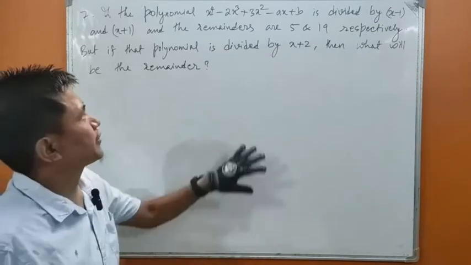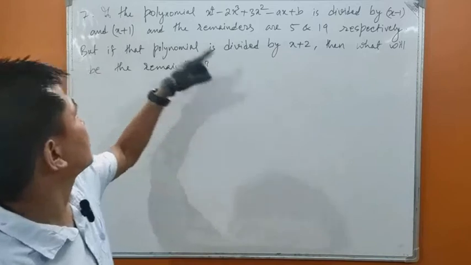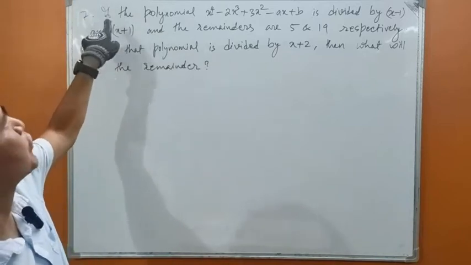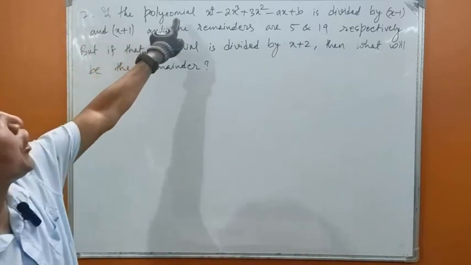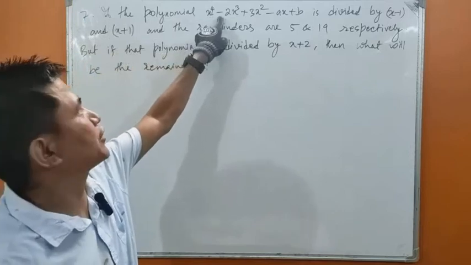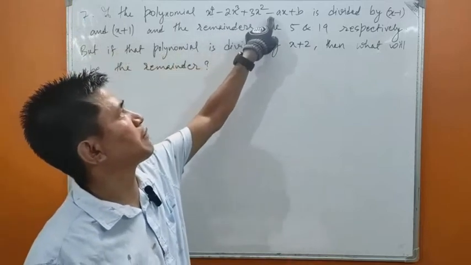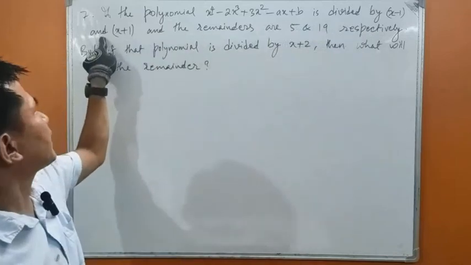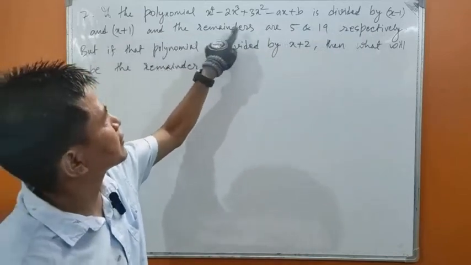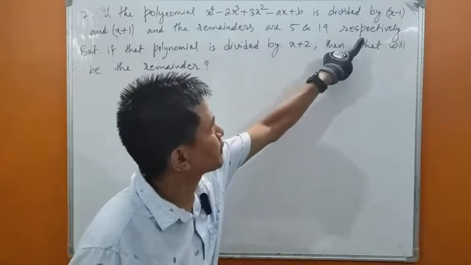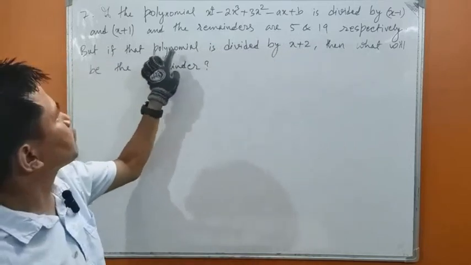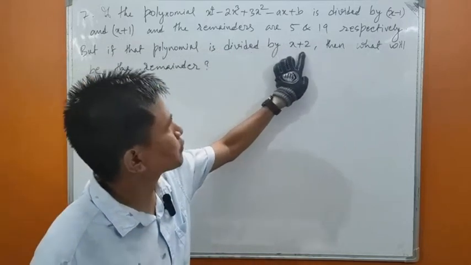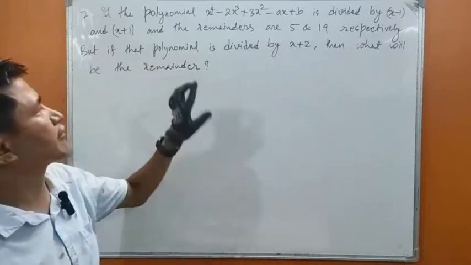Okay, now let's go to the next question, and that question is number 7. Let's read out the question first and then understand. If the polynomial x to the power 4 minus 2x cubed plus 3x squared minus ax plus b is divided by x minus 1 and x plus 1, and the remainders are 5 and 19 respectively, then if that polynomial is divided by x plus 2, what will be the remainder?